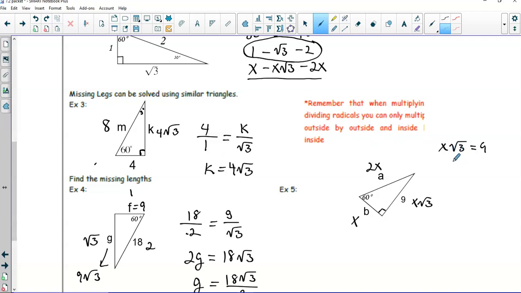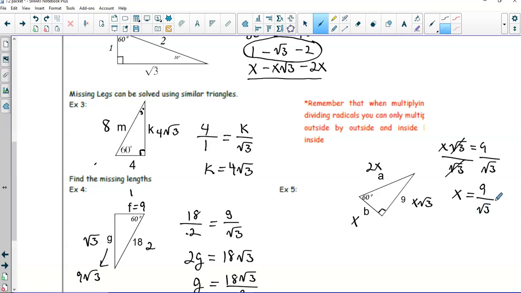So right now, we're going to divide by the square root of 3 on both sides. So divide by the square root of 3, divide by the square root of 3. So this makes 1, so that's x equals 9 divided by the square root of 3. You must rationalize the denominator. You can never leave a radical in the denominator.